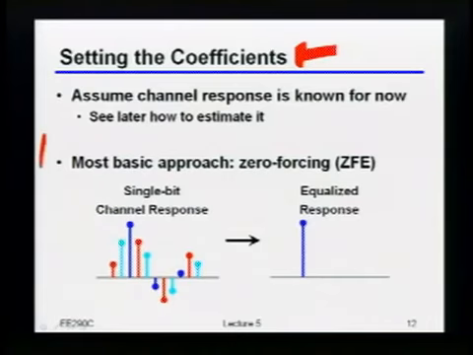So the most basic approach to setting these equalizer coefficients is to do what's called zero forcing. This is also referred to as a ZFE, zero forcing equalizer. The basic idea is very simple. Let's say I had some channel response that I started out with. What a ZFE is going to try to do is force it to look like a perfect single bit. In other words, it's going to try to zero out all of the ISI.